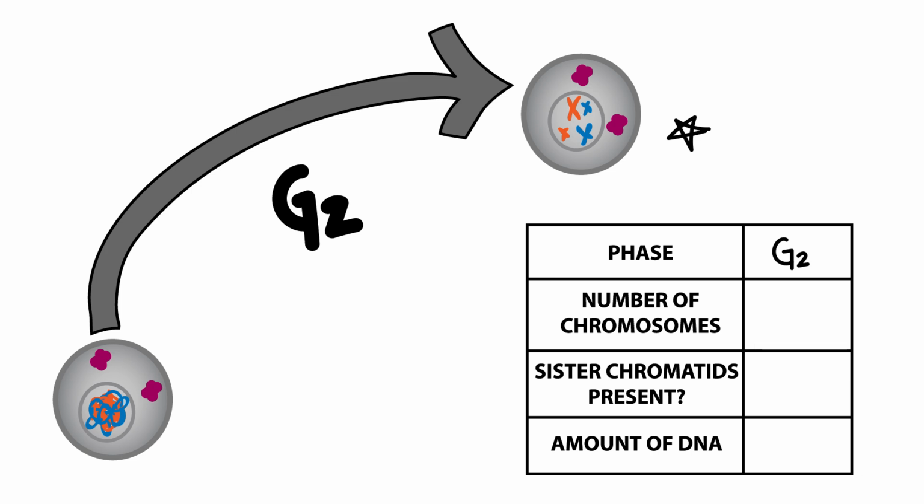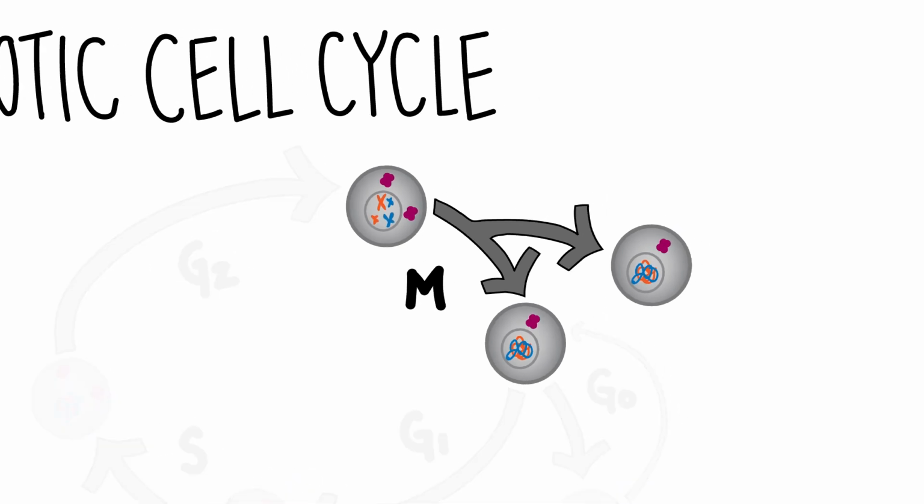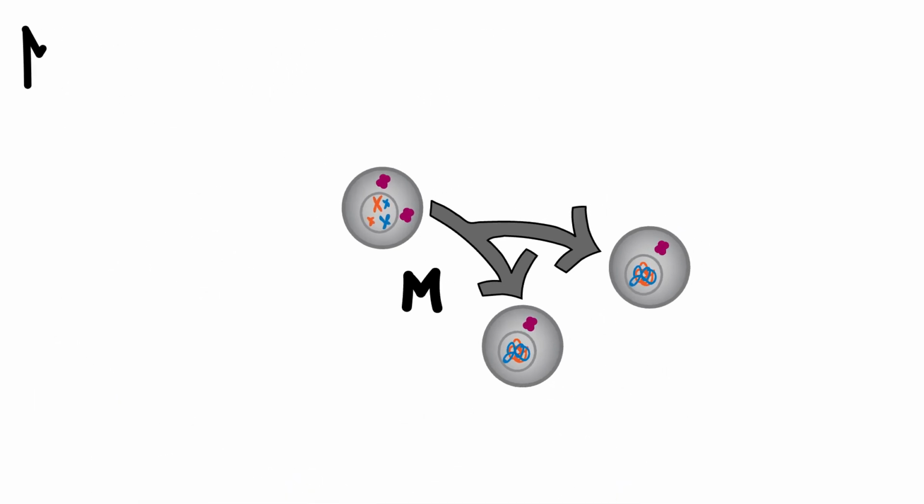Right now, the cell is still in the exact same state as it was at the end of S phase. There are 2N, or 46, unique homologous chromosomes that have been duplicated to form 46 pairs of sister chromatids. Because DNA replication occurred in S phase, there is still 4C DNA content in the cell. Chromosome segregation occurs during M phase, or mitosis.